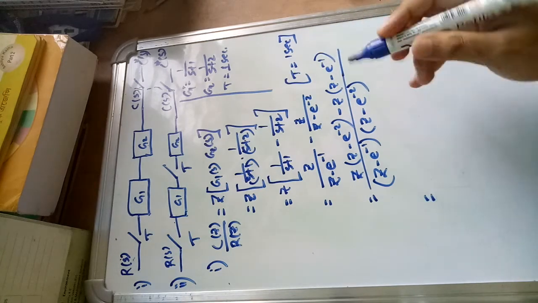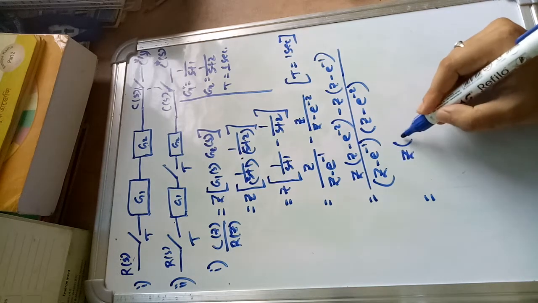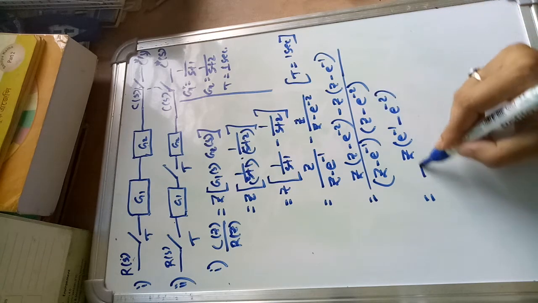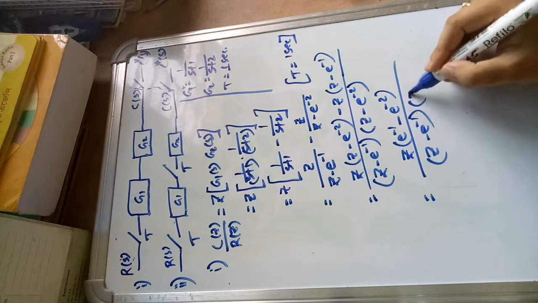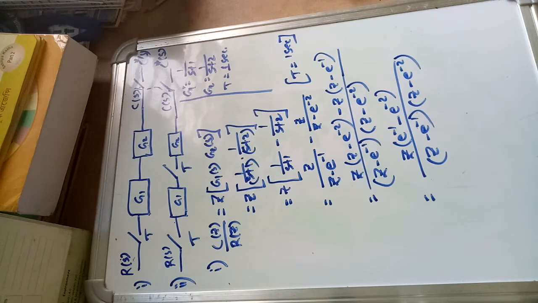So if you calculate it, it will come Z into e to the power minus 1 minus e to the power minus 2, divided by Z minus e to the power minus 1 into Z minus e to the power minus 2. So hence you have got the pulse transfer function of the first problem. Now let us take the second problem.